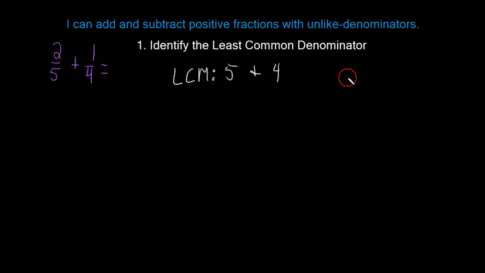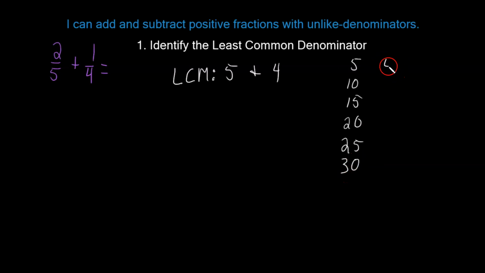We can do that by just listing off all the multiples of 5 and 4 if it's not blatantly obvious, that is. Some of you might see what the least common multiple is right away, but if not, here's a quick strategy that might work for you. Let's just start listing them off in a column. Multiples of 5, we got 5, 10, 15, 20, 25, 30. All right, let's stop there.